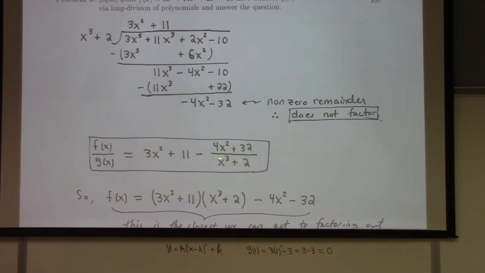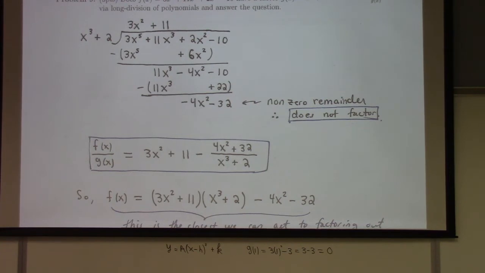If you take what's in the box and you multiply by x cubed plus 2, you get this down here, right? And so basically what happens is if you try to factor out x cubed plus 2, you can kind of do it this much. You can find a 3x squared plus 11 worth of x cubed plus 2 sitting inside f of x, but there's a leftover piece, right? There's this piece over here, and so when you try to factor, it just doesn't work out because you're forced to add this other piece over here. That's how I think about it, but you can just stop here. Non-zero remainder does not factor.